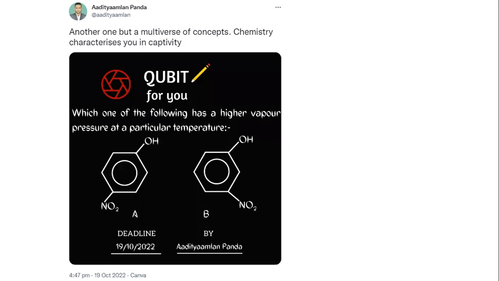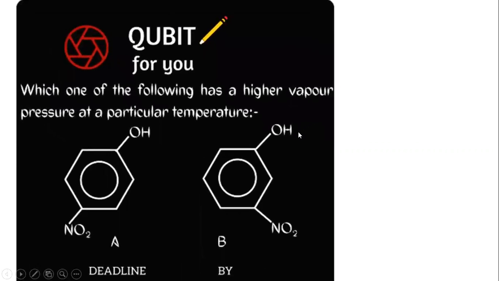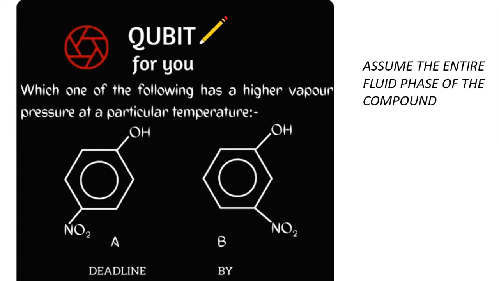The question was from chemistry, and it asked which of these two compounds has a higher vapor pressure at a particular temperature. On our left side, we have p-nitrophenol, and on our right side, we have m-nitrophenol. The first mistake people make when they see this kind of question is that they consider these two as individual molecules rather than as a bunch of molecules present together in a single container. So never assume them as a single molecule; rather, assume them as the entire fluid phase of the compound itself.